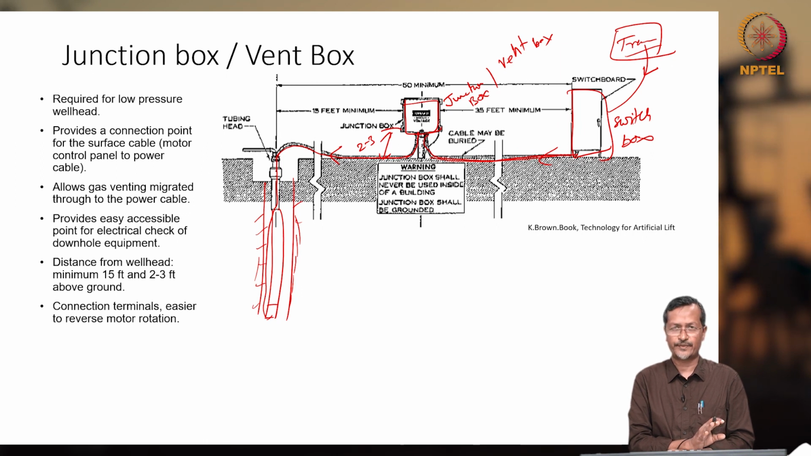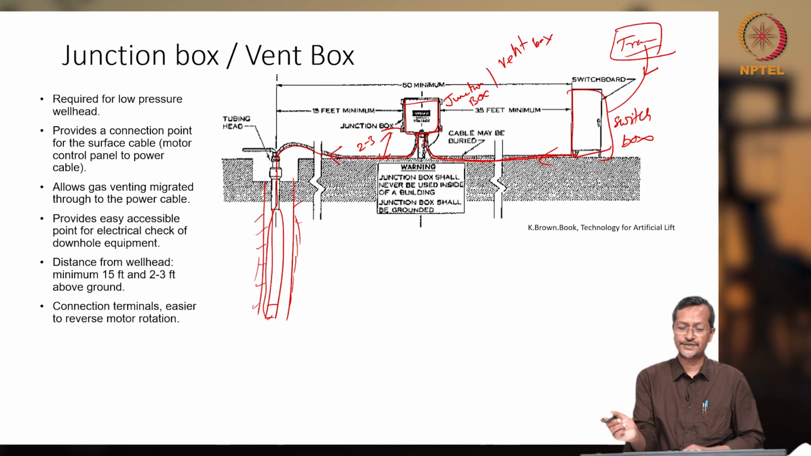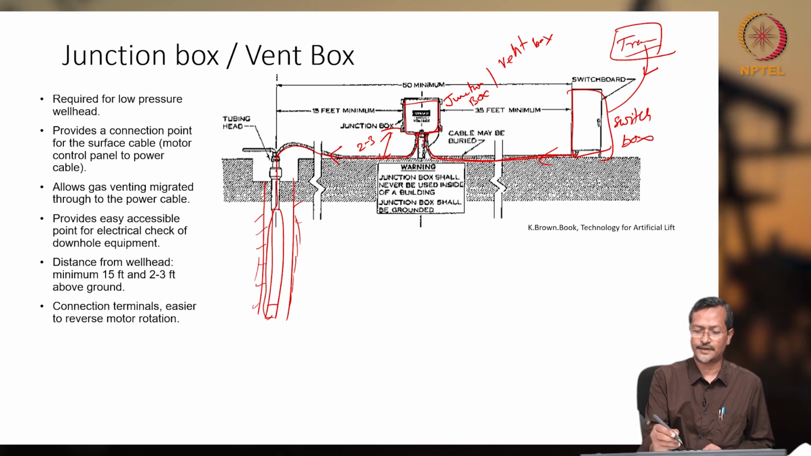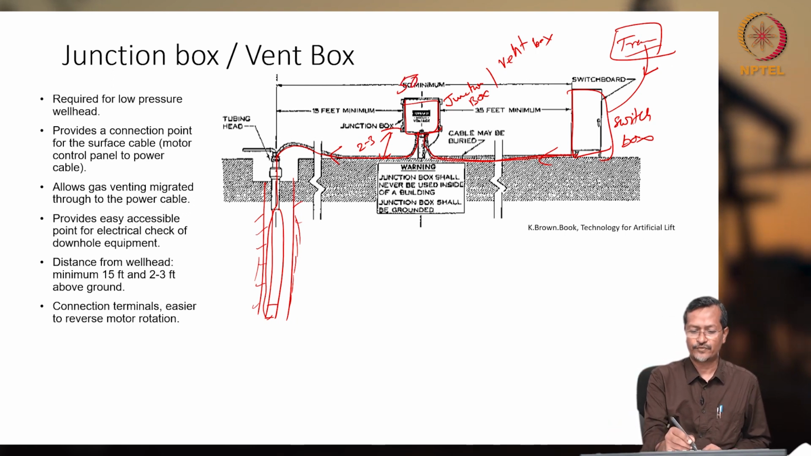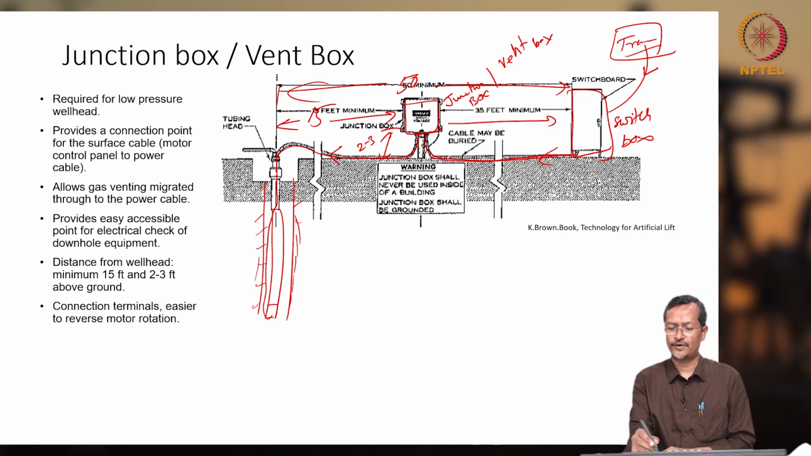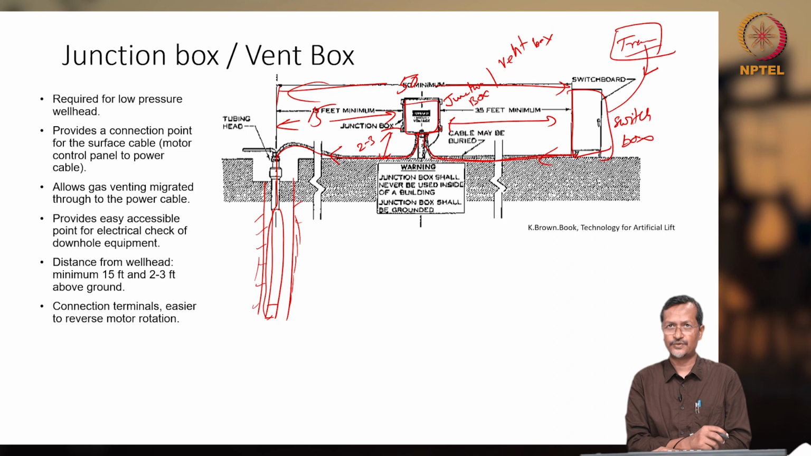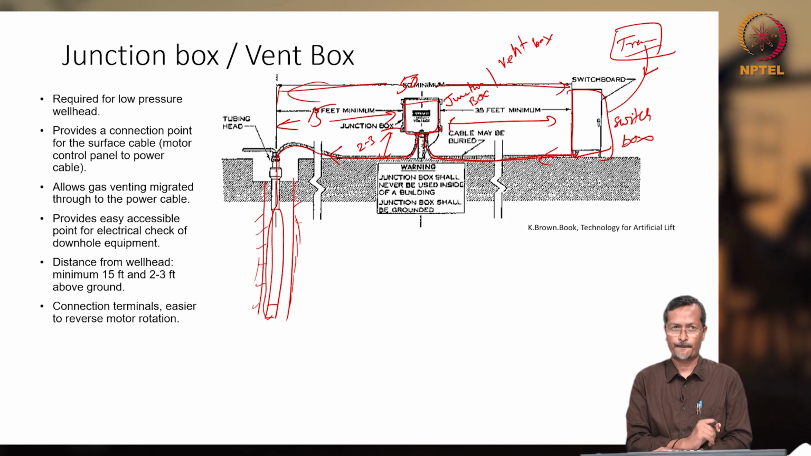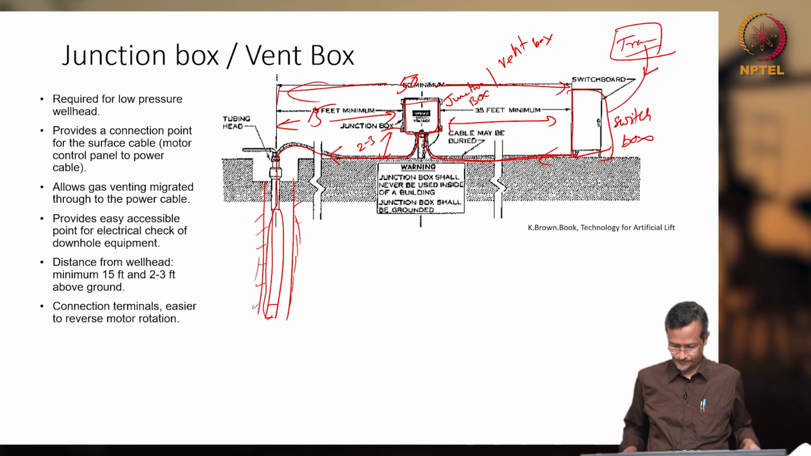This junction box will be providing easy accessibility, and the distance between the systems will be maintained like this: almost 50 feet from your wellhead to your switch box, and 15 feet from the wellhead to a junction box. These are commonly used by people for safety purposes only.